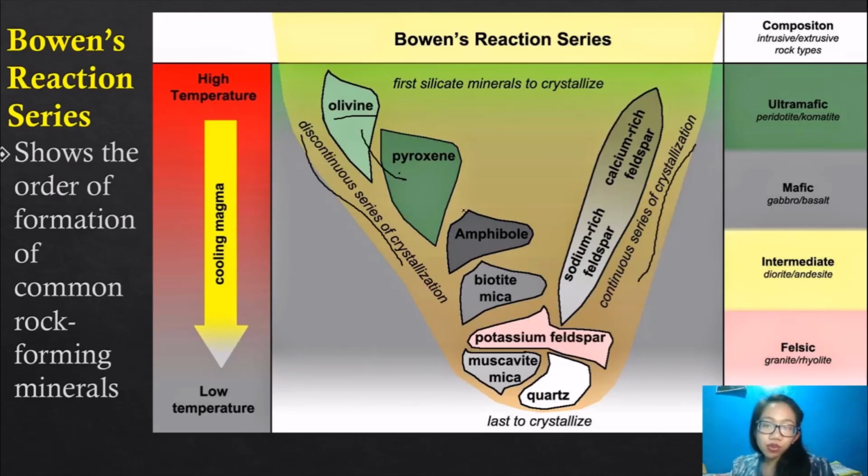So after further cooling down, it will now rearrange itself and become your amphibole. And then later on, the amphibole will turn into your biotite mica. Okay, so this is the continuous series of crystallization. But ultimately, these are the last to form and would be the more common of all in the series.